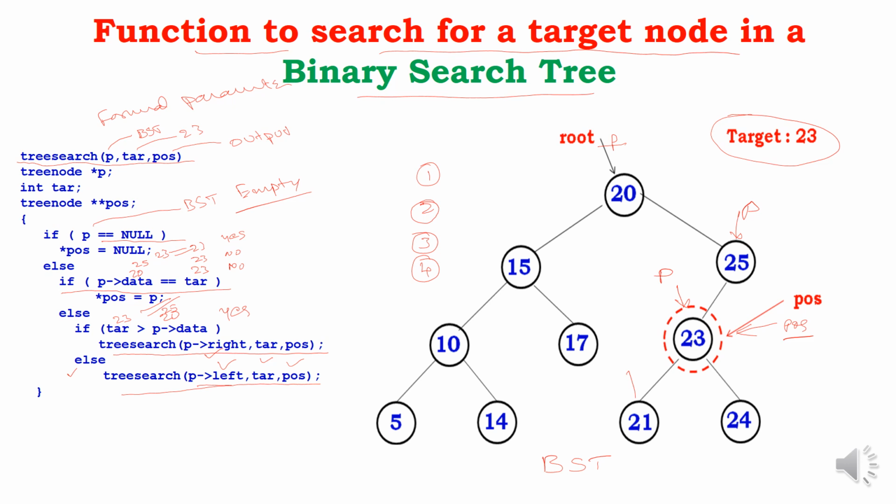If it is null, position becomes null. If it is equivalent to a particular node, then the position of that node will be returned.